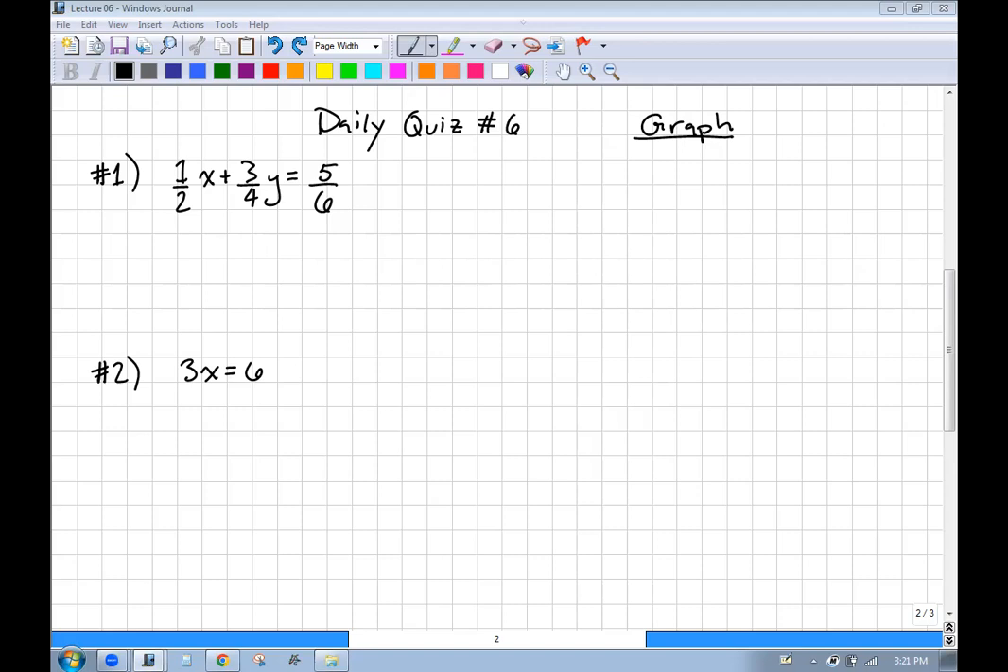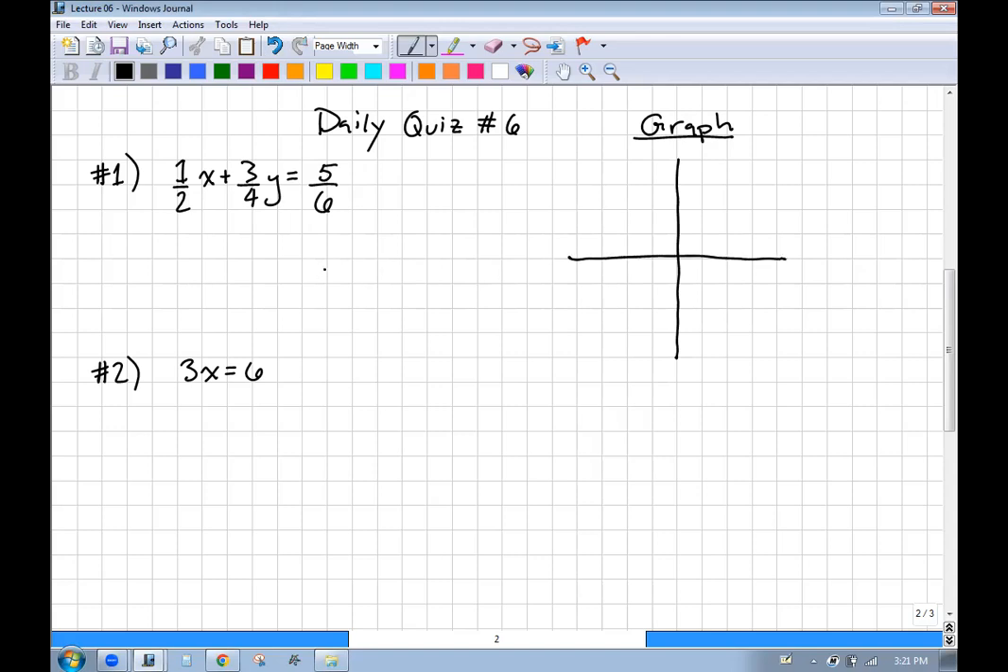Okay. All right, let's look at this quiz here. All right, graph, right? So we have to produce a graph. Remember, there's an infinite number of solutions to this equation, and each solution has an x and a y. There's 2 things, right? And there's an infinite number of these ordered pairs, and if we graph them all, it makes a line. That's what the line is.